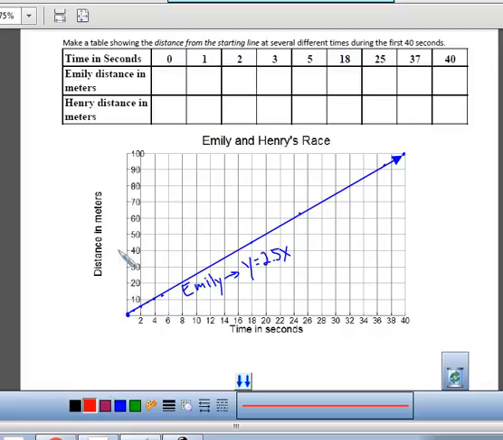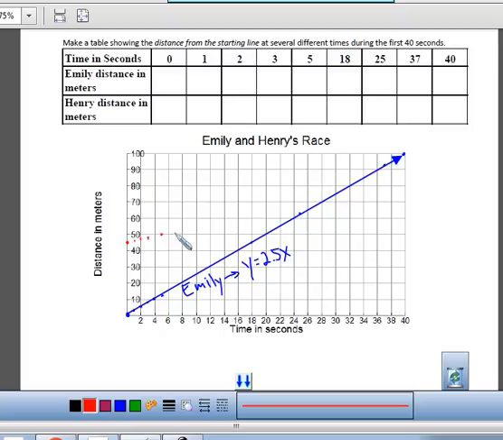Alright, so at 0, he starts at 45, so you're going to be way up here to start. At 1 second, he's at 46, so maybe a little bit above that. At 2 seconds, he's at 47, so a little above that. At 3 seconds, 48. At 5 seconds, he's at 50. So that's going to be touching the line.